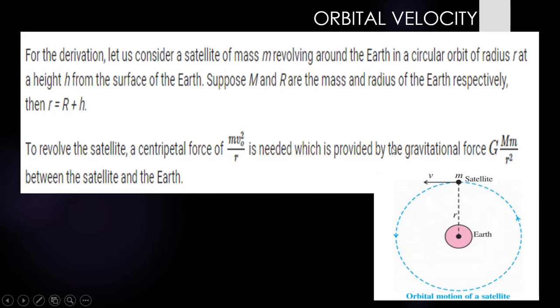So orbital velocity, I have already derived this equation in the offline classes, but since it's a part of the satellite concept, I am just revising. So this is the Earth. From the center of Earth at a distance r, a satellite is revolving around the Earth in a circular orbit. Assume that this satellite has a mass m and v is the instantaneous velocity. And if the satellite wants to rotate around the Earth, it requires centripetal force.